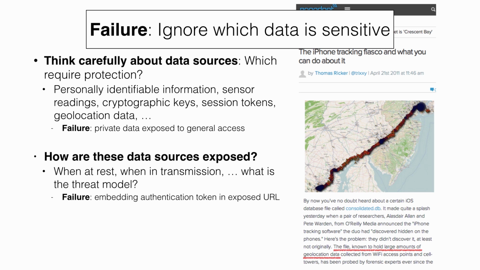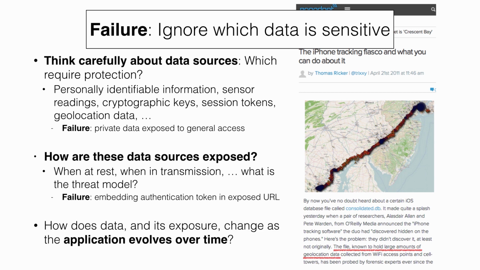One possible failure for authentication is to embed an authentication token in an exposed URL. This fails to appreciate that an adversary could watch network traffic and see that exposed URL travel across the network and thereby steal the session ID. Finally, we want to consider how data and its exposure changes over time. We can't just look at the application when we deploy, we have to look at each updated version of it to make sure that we continuously keep it secure.